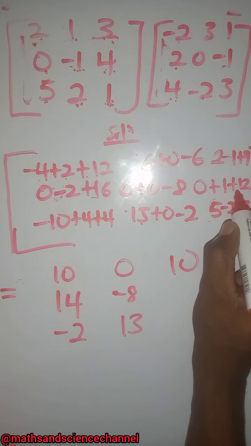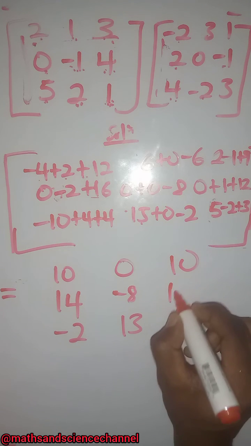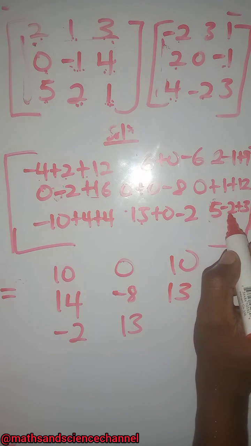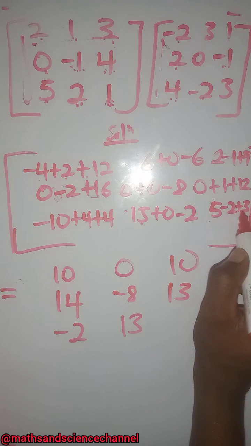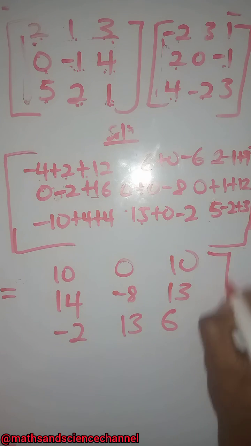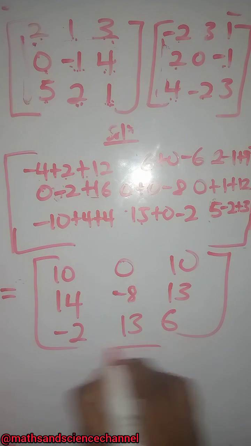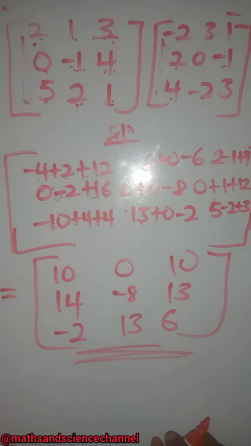Now for the last part, we have the 2 minus 1 plus 9. So 2 minus 1 is 1 plus 9 here gives us 10. Now we have 0 plus 1, which is 1 plus 12, it gives us 13. 5 minus 2 is just 3 plus 3 gives us 6. So that will be the matrix.